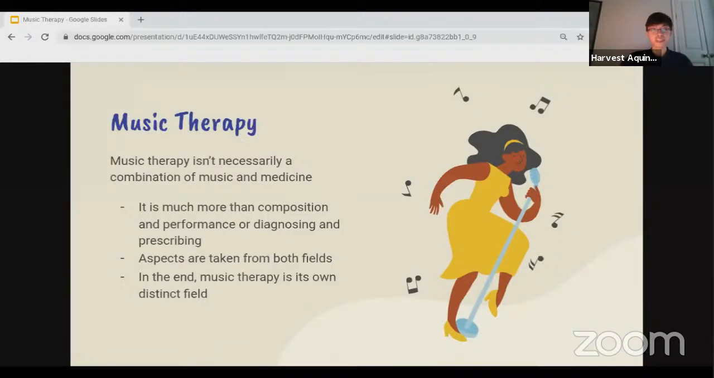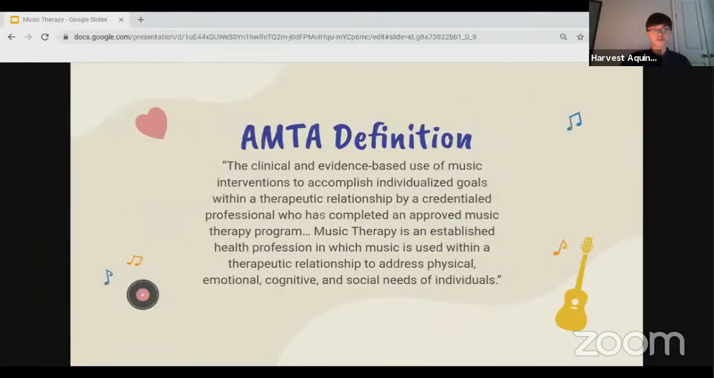For example, music therapy isn't just combining music performance or music composition with diagnosing conditions or prescribing medication. In fact, music therapists do not and cannot diagnose or prescribe. Overall, they are very different from performance-based musicians and physicians. While it definitely takes general aspects from both sides, such as taking the use of an instrument and designing a course of treatment based on clinical observations, music therapy is its own distinct career and field.